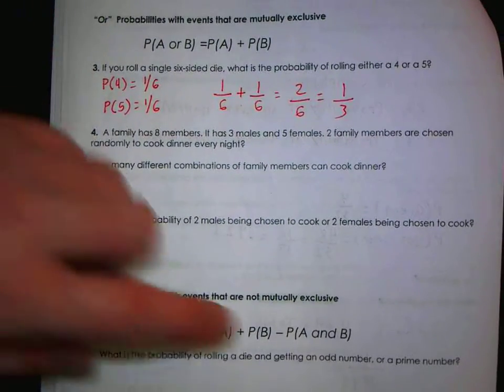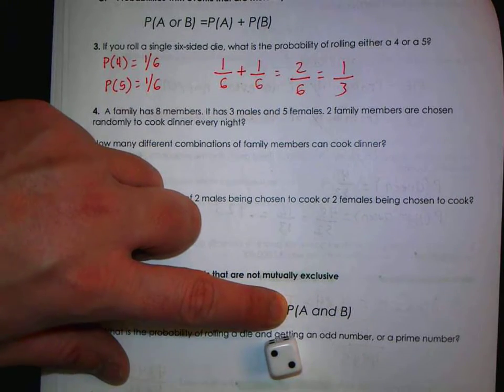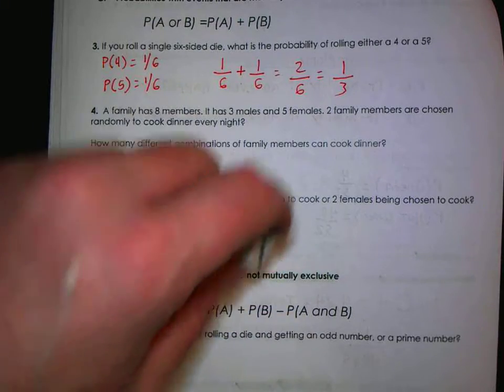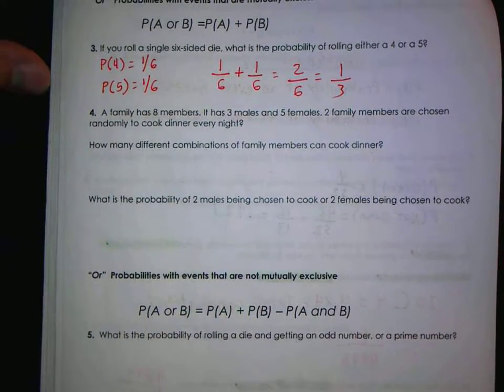We would be using this formula if you could roll and get the same number at the same time. But there's no possibility of that. It's going to land on one number. So it's mutually exclusive.